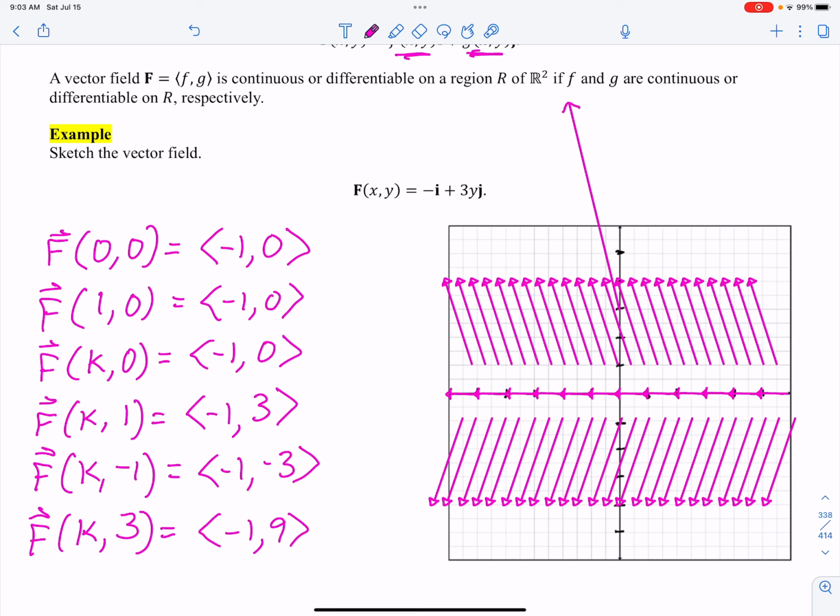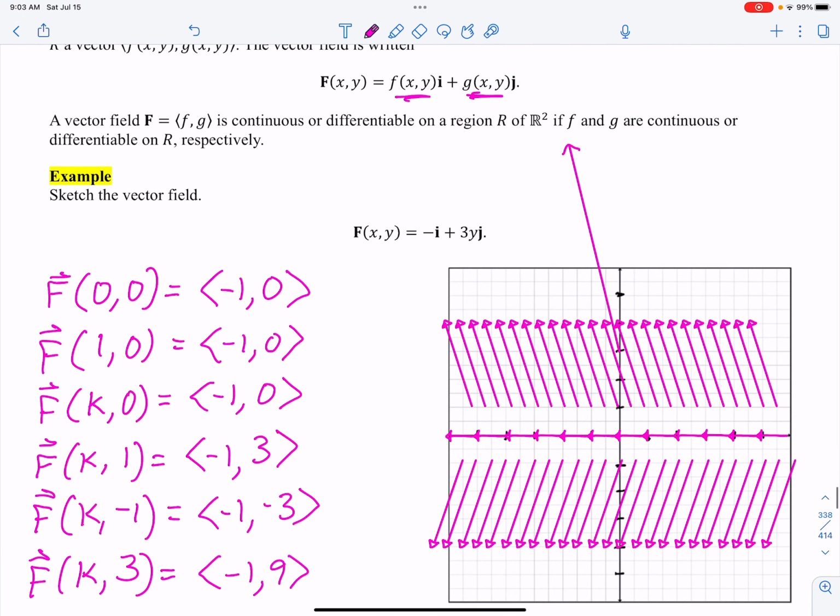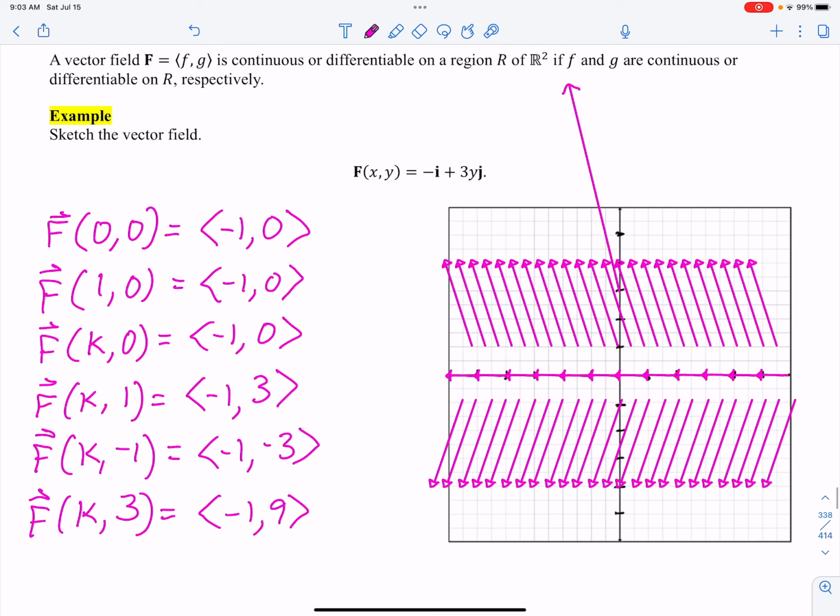I'm not going to try to sketch them all because everything's going to get bunched up, and we're not going to get a clear picture. So this vector field pushes everything to the left, more directly if you're closer to the x-axis, but as you get away from the x-axis, it pushes you to the left still, but further out away from the x-axis.